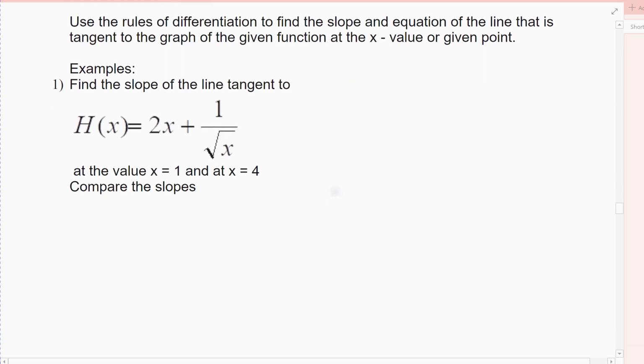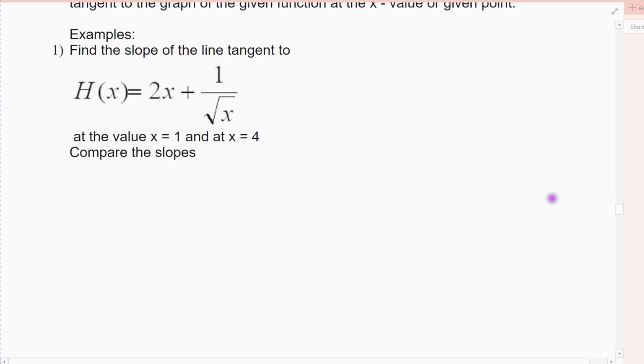So use the rules of derivatives. Whenever it says use the rules of derivatives, you don't have to use the limit definition. Use the rules of differentiation, your power rule, constant rule, and all such, to find the slope of the equation of a line at the given x value or point.